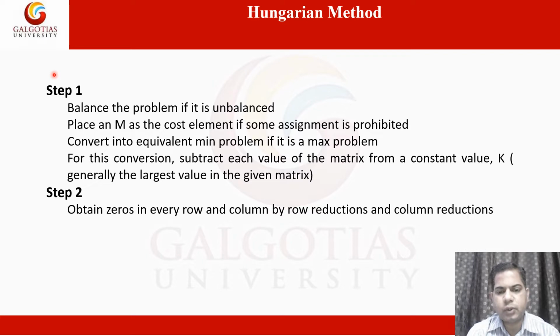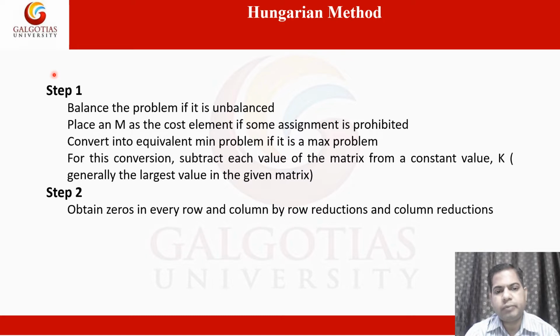If I have one row less than the columns, then I will introduce one dummy row, and all the costs of this dummy row will be zero because we are taking it as a dummy. We can't take any cost other than zero, because it should not affect my solution. Next, place an M at the cost element if some assignment is prohibited. If I am saying that this particular job cannot be given to this particular person, that is prohibited, so I have to put M at this point.